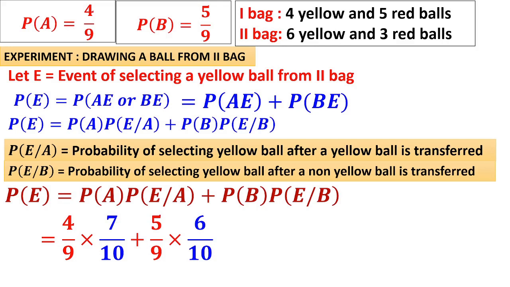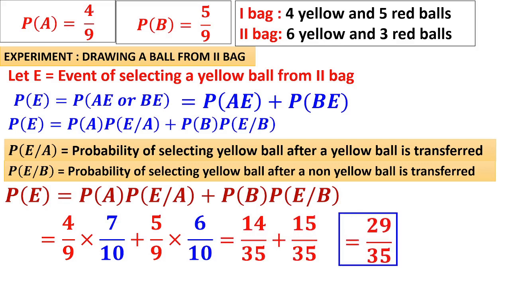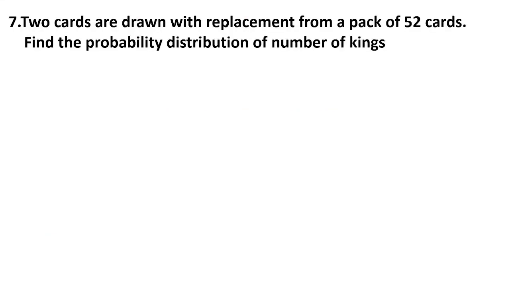Multiplied by 5 by 9, multiplied by the total balls after transferring a non-yellow, which will be 10. But a non-yellow is transferred, so there is no change in the number of yellow balls, therefore it is 6. I have shown you in a separate color 7 by 10 and 6 by 10. Normal calculation, it is 29 by 35.